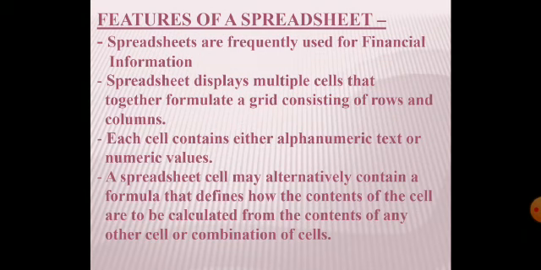Features of a spreadsheet. A spreadsheet displays multiple cells that together formulate a grid consisting of rows and columns. Each cell contains either alphanumeric text or numeric values. A spreadsheet cell may alternatively contain a formula that defines how the contents of that cell are to be calculated from the contents of any other cell or combination of cells each time any cell is updated. Spreadsheets are frequently used for financial information as they automatically enable the recalculation of the total sheet after a modification to a single cell is made.